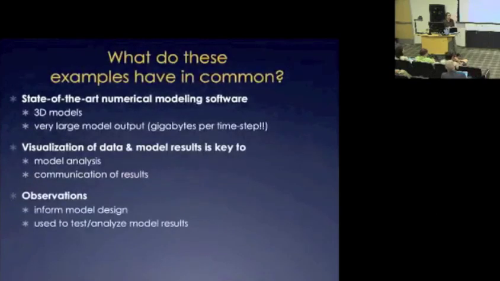So all of the examples that I've shown you have three basic things in common. You need state-of-the-art numerical modeling software for these very large 3D models. We need visualization of the data and model results to allow us not just to understand the dynamics of what happens in our models, but then understand whether those are really predicting the observations that we have. And then we need a lot of observations both to create the models and to test the models.